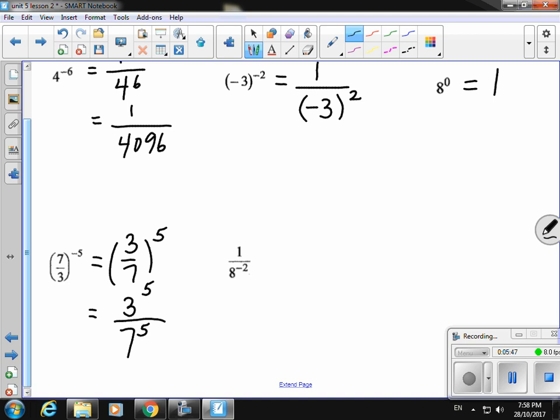The last one here, I have 1 over 8 to the negative 2. That negative exponent says flip or invert. It's already on the bottom, so now it's on the top. 8 to the positive 2, which is 64.